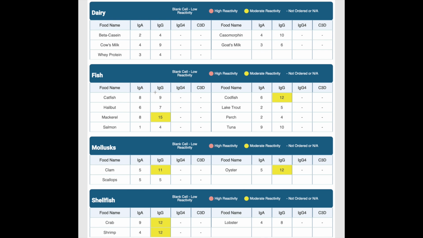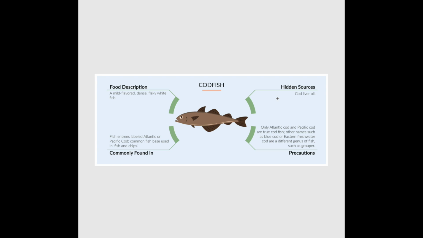Now we look here and we see dairy, we see fish, we see mollusks, and we see shellfish. And I'm going to pick out here codfish as an example. In this test, what they do is they zoom in on a particular item like codfish. They give you a food description. They tell you where it's commonly found. And so in this case, codfish is in fish and chips when you go to eat out.